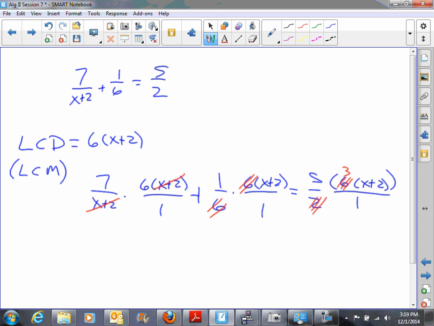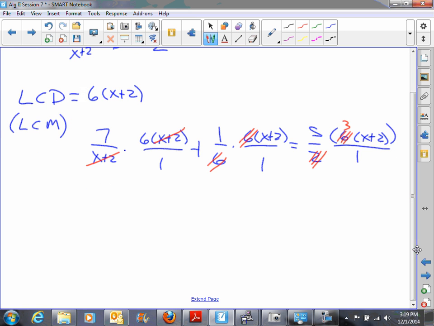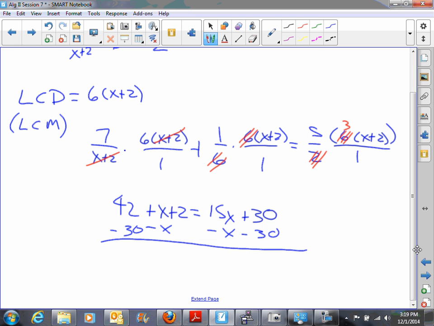So my equation now becomes 42 plus (x plus 2) is equal to 15 times (x plus 2), which is 15x plus 30. I multiplied the 5 times the 3, and then multiplied that by x plus 2. Now, to solve this equation, we'll get all our x's on one side and all of our numbers on the other. So we end up with 14 is equal to 14x, x equals 1.